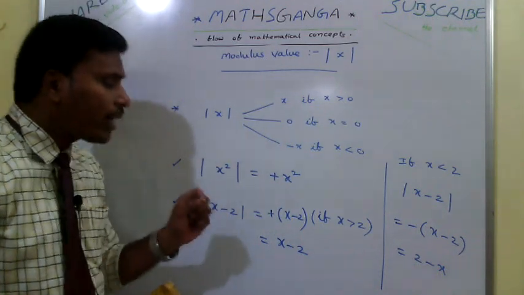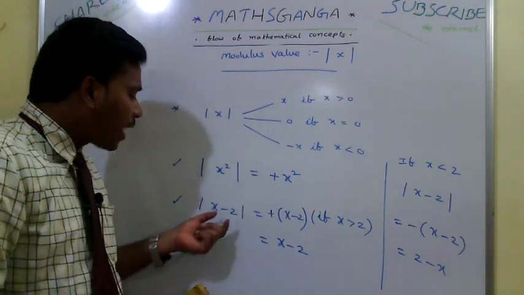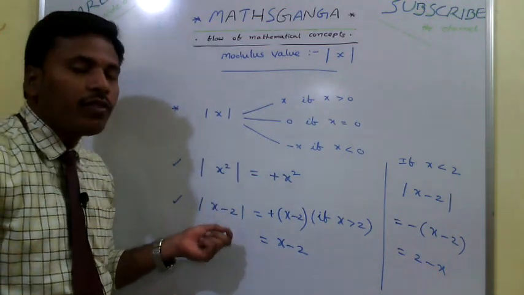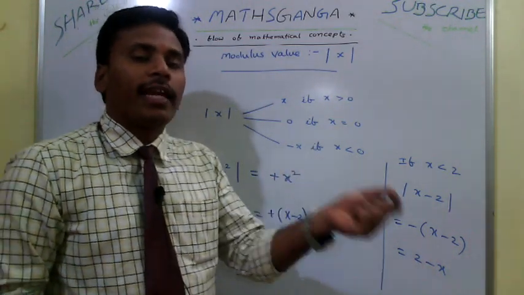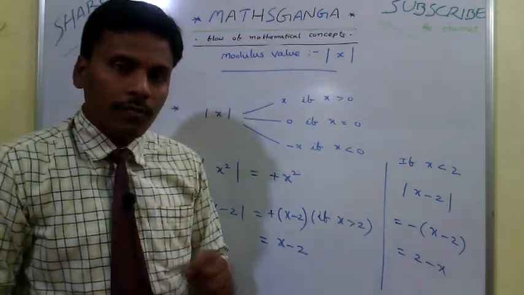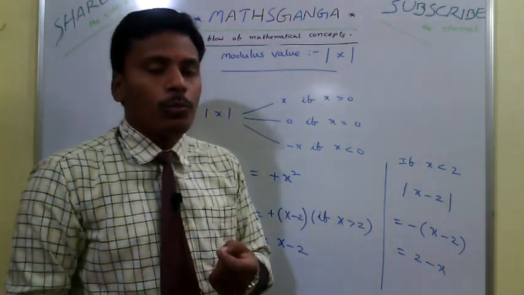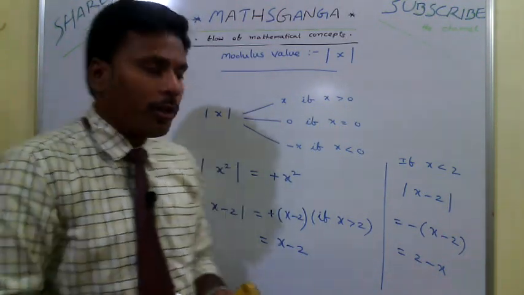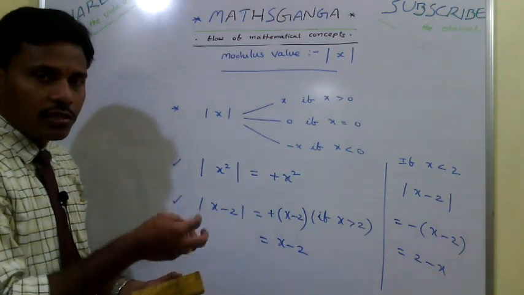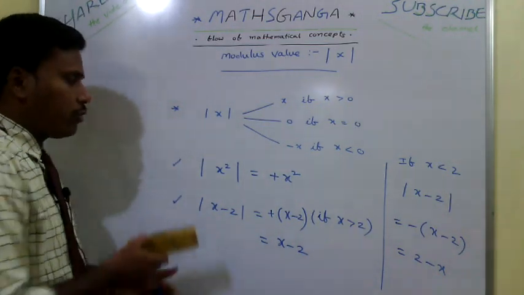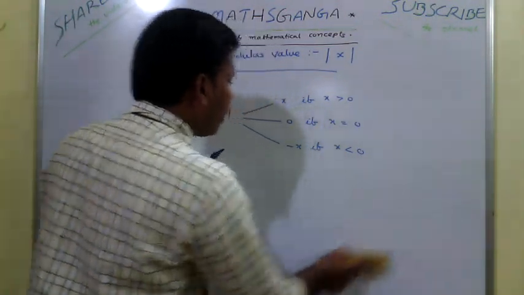So while calculating modulus, the initial step is to concentrate on the expression inside the modulus. If that expression or number is positive, multiply it with the plus sign to remove the modulus. If that expression is negative, multiply it with the negative sign to remove the modulus. Very simple task. There are different properties related to this modulus, and we have to discuss those properties along with one or more definitions also.